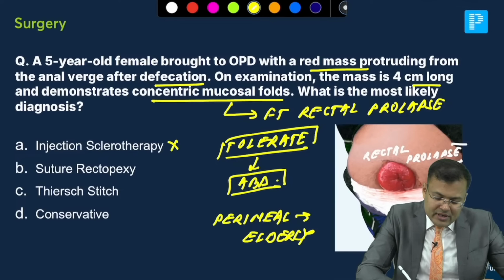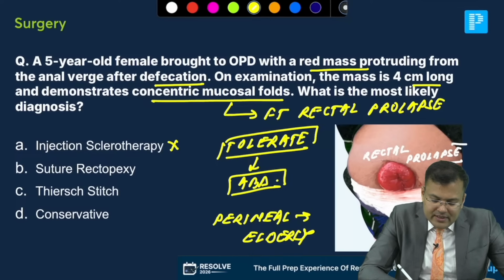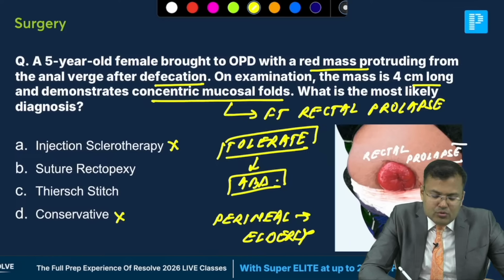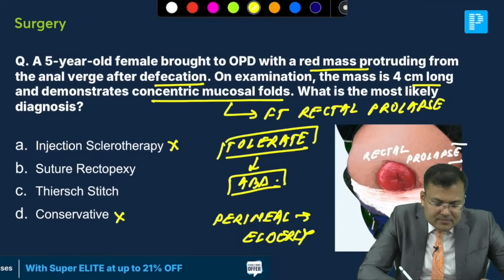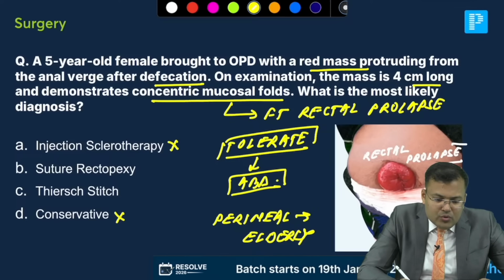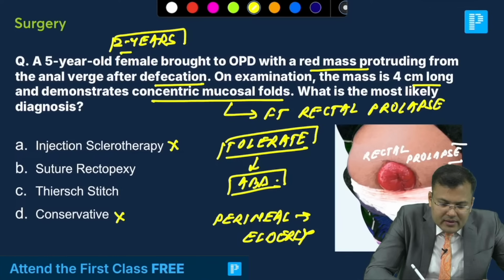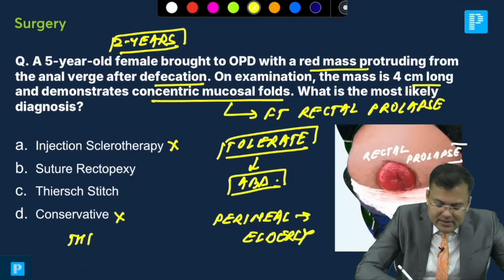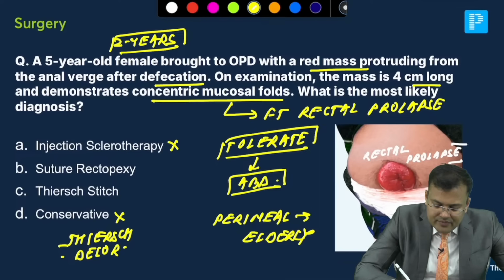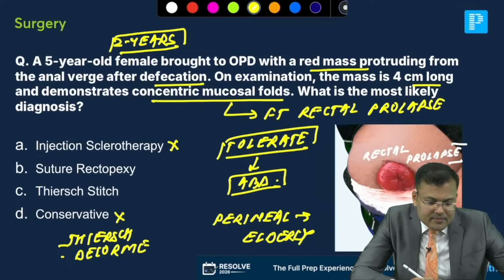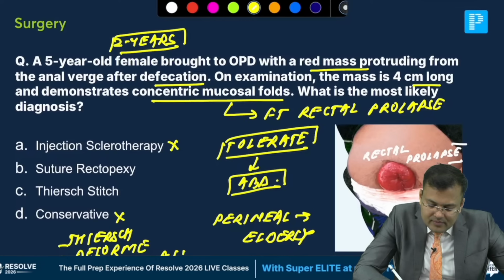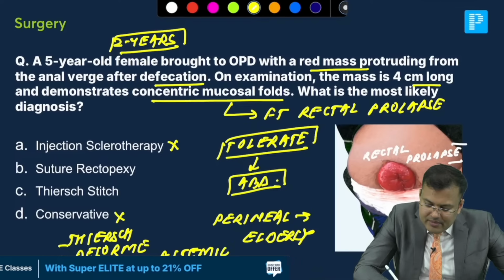So injection sclerotherapy, no. Suture rectopexy, conservative management, Thiers stitch, suture rectopexy. Preferred is... ओके 2 years old boy था, ठीक है, 2 years old boy. All options are there. Thiers भी था, Delorme was there, Thiers was there, Altemeier's.